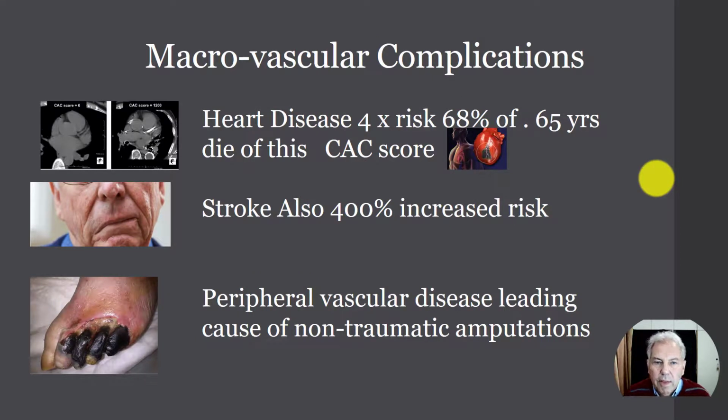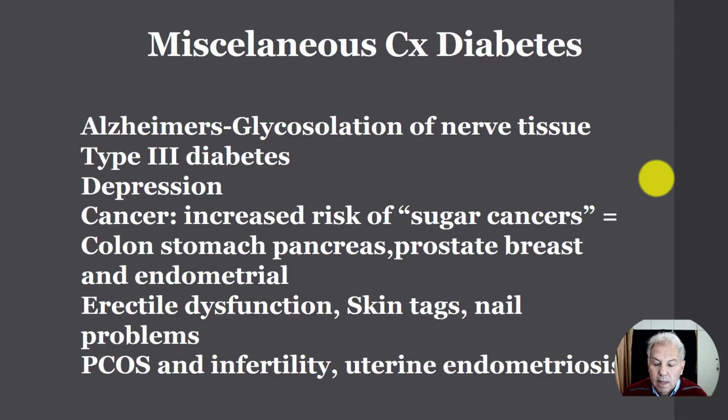Similar things go on in the large vessels, and in the heart vessels you get heart disease. You're 4 times more likely to die of a heart attack, and 68% of 65-year-olds diabetics die from a heart attack. The same thing goes on in the vessels in the brain, and strokes are increased by 400%. Peripheral vascular disease is the leading cause of non-traumatic amputations, and diabetes is the leading cause of this.